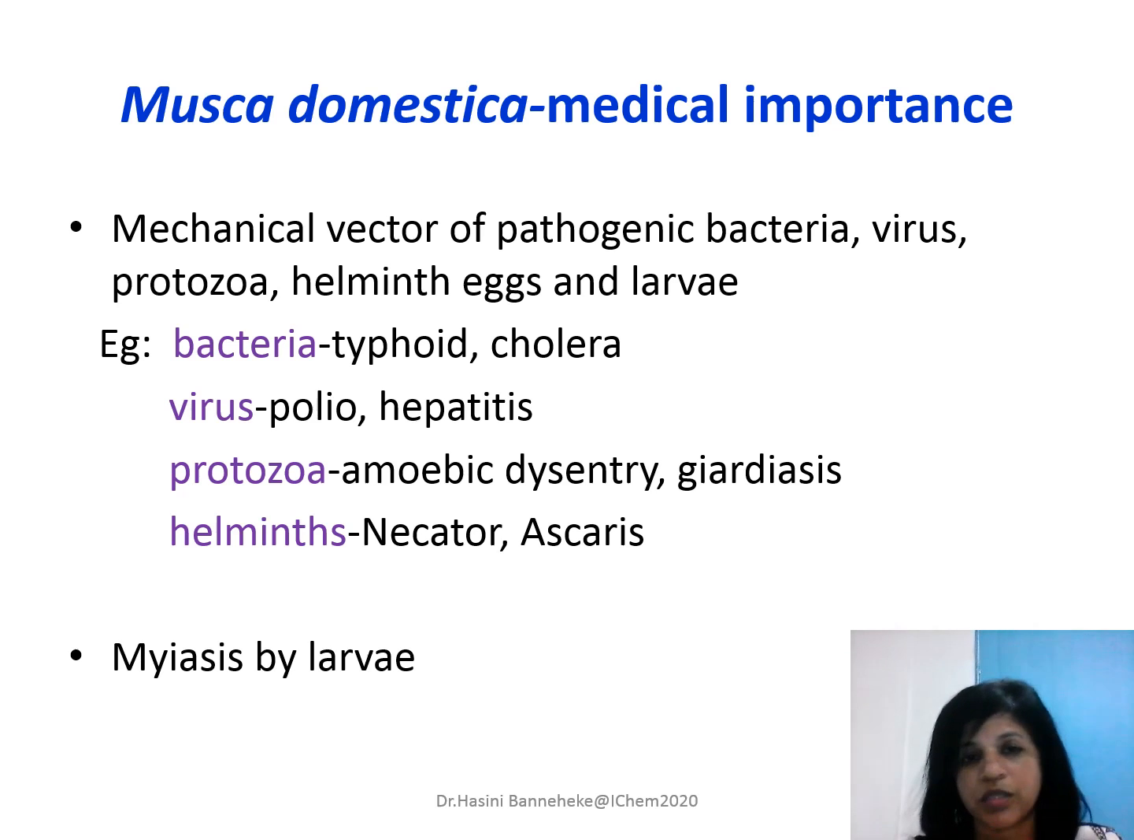So, Musca domestica, the housefly, is a mechanical vector. In addition, it also causes a disease called myiasis. Now, myiasis is caused by the larval stage of the parasite or this vector.